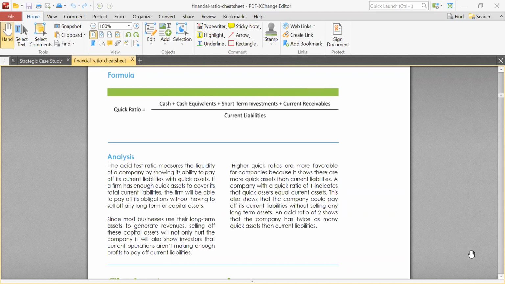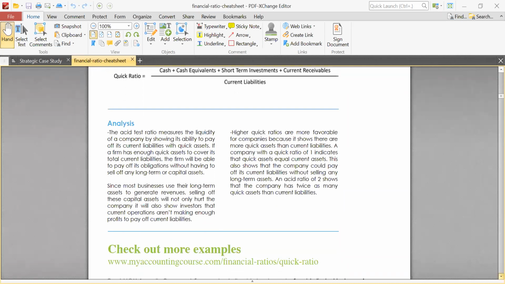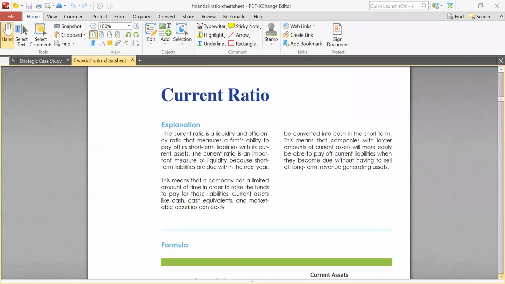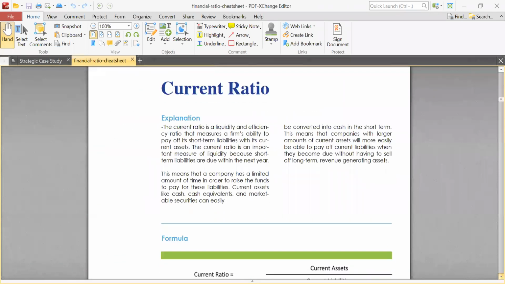The reason why inventory, even though it's a current asset, is not included in this formula is that sometimes inventory can take more than 90 days to turn over. And so here we are looking at quick assets that can be quickly converted into cash within a period of 90 days. Very, very key. Then we have the current ratio.